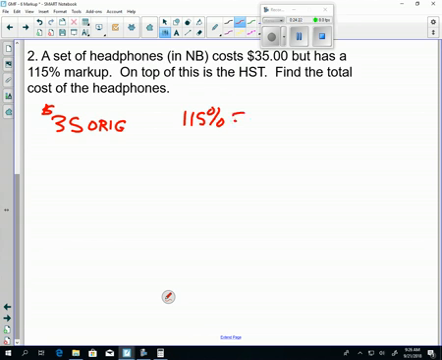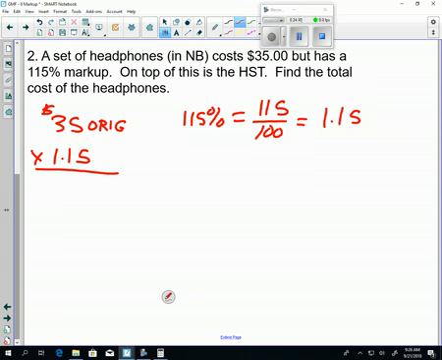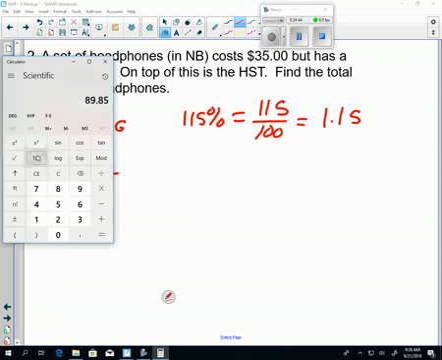We change this to a decimal first. So remember, always divide by 100. So our markup here is 1.15. So I'm going to multiply that by 1.15. So 35 times 1.15. And I get $40.25.